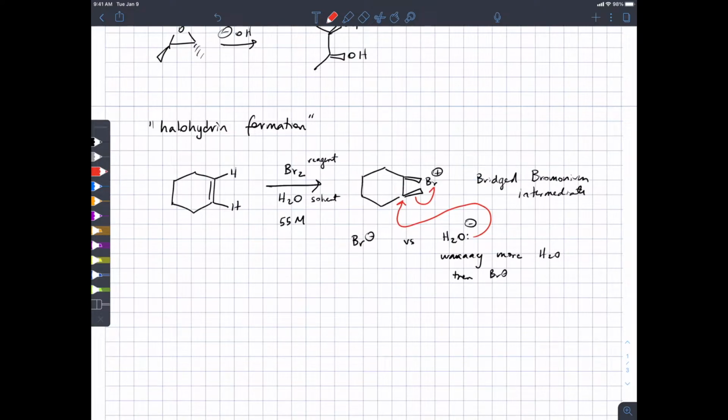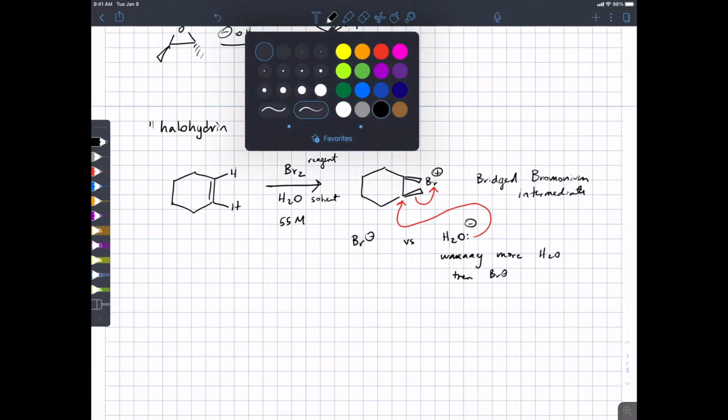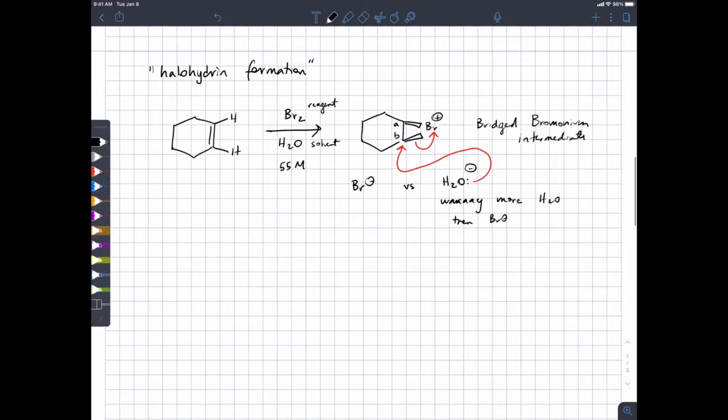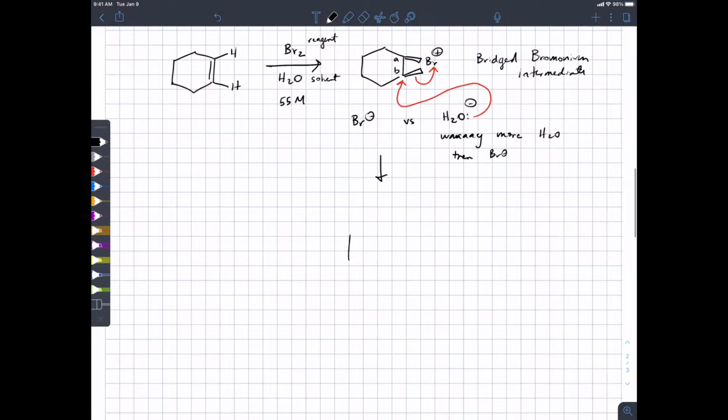Water opens up the bromonium ion. I will point out that atoms A and B are identical here, so water could have attacked either one. If it attacks B, we'll get this product. If it attacks A, we would get the enantiomer.